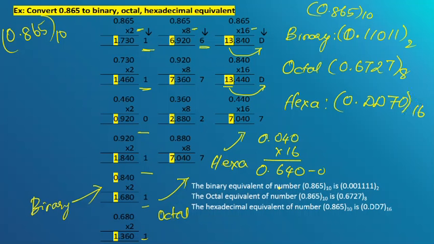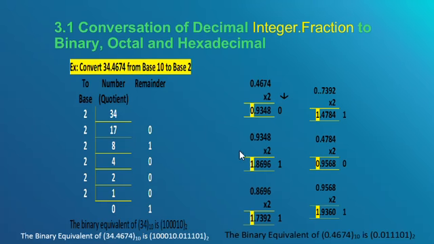Okay, so this is how a decimal number is converted into binary, octal and hexadecimal. So let us see how a decimal with the integer and fractional part is converted into binary, octal and hexadecimal. First we are going to see how integer dot fraction is converted into binary. What you will do is, the integer part will be divided by 2 and the fractional part will be multiplied by 2. Combine these two answers together to get the final answer.